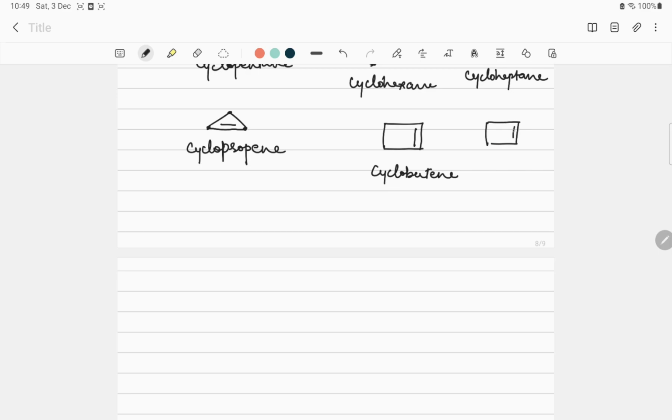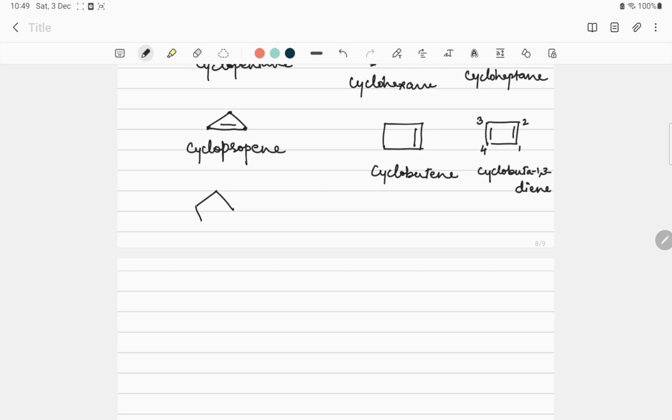But say for example, if there are 2 double bonds, now you have to number the carbon atoms in such a way that both the double bonds get the minimum number or lowest set of locants. So here we have to number it 1, 2, 3, 4. One double bond is at number 1, the other is at number 3. So the name of the compound is going to be cyclobuta-1,3-diene. So that is how we can name the compound.